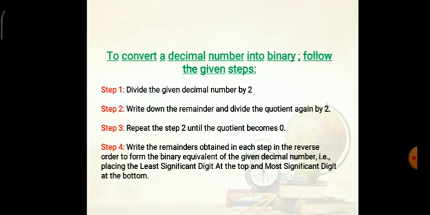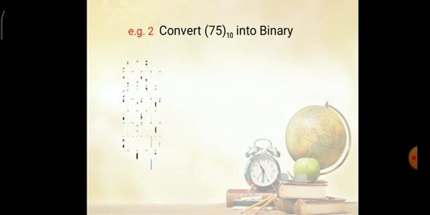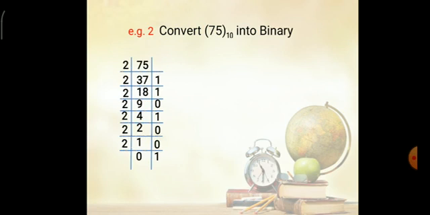Let's have one more example. 75, a decimal number to be converted into binary. So what will we do? We will divide the number by 2 until the quotient becomes 0. So 75 divided by 2, we obtain the quotient 37 and the remainder 1. Then again 37 is divided by 2 and we obtain the quotient 18 and remainder 1. In the same way, we repeat the division process until we get the quotient 0.